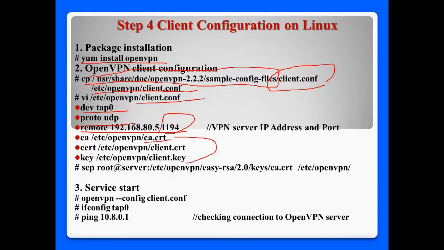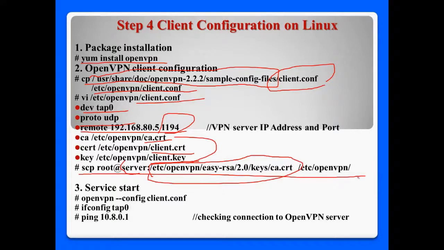And after that, the certificate of the CA and client, and the client key as well. So now the client does not have this kind of key. So now the client needs to copy these files from the server using this kind of command: scp root at server here, and this one is a directory and the file name like this. And in the client system, etc openvpn. And after that, number 3, server start.